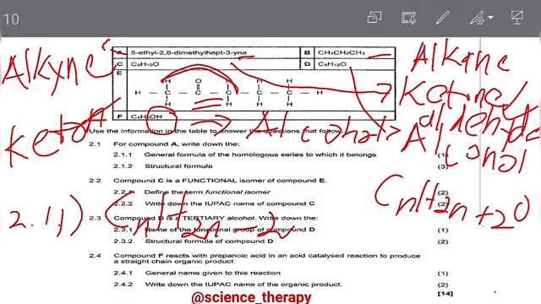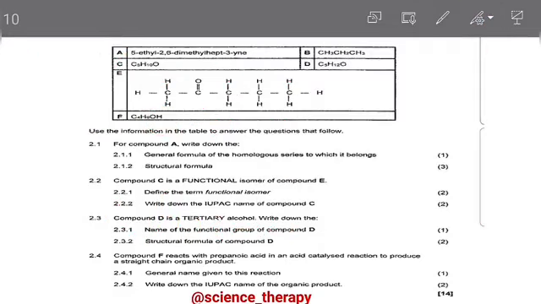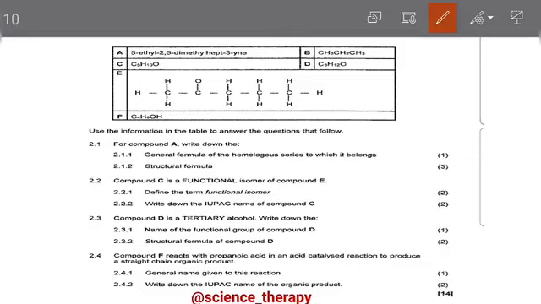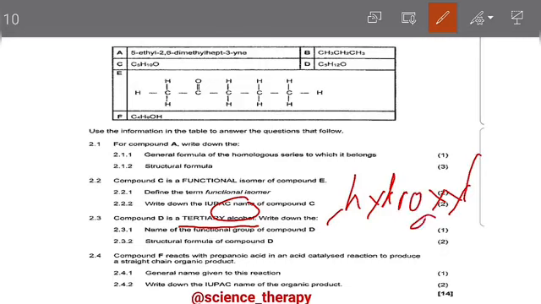Then compound D is a tertiary alcohol. So let me erase here. Write down the 2.3.1 name of the functional group of compound D. So now they're saying it's a tertiary alcohol. What is the name of the functional group of an alcohol? We call it the hydroxyl group. The hydroxyl group.